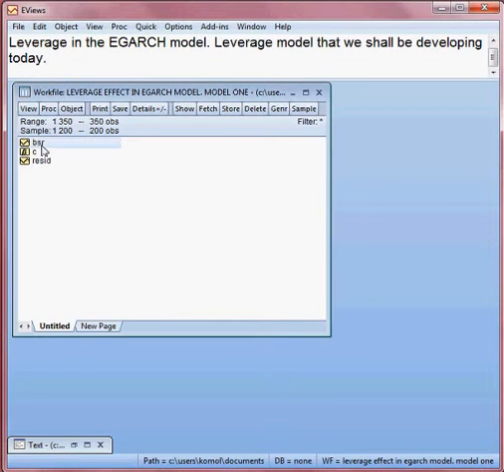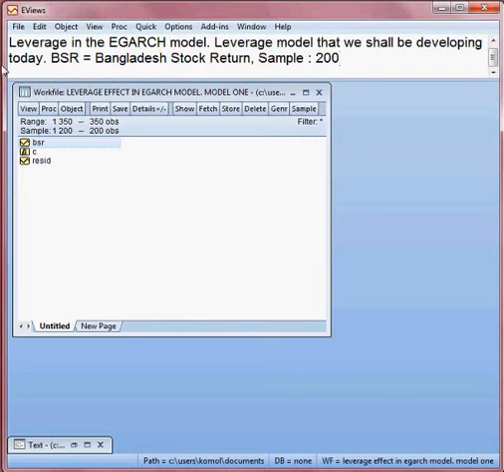And here we have the data BSR, right? What is BSR? That is Bangladesh stock return. The sample size for this one is 200, and the variable is BSR, Bangladesh stock return. And also we have another variable, that is C. What is C? C means constant of the model.